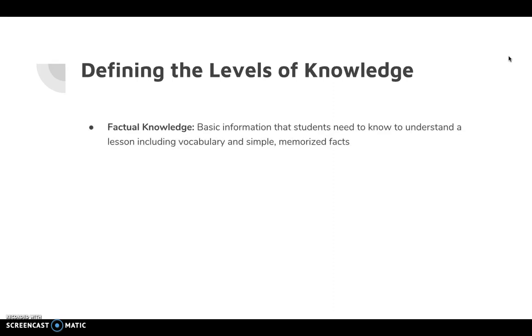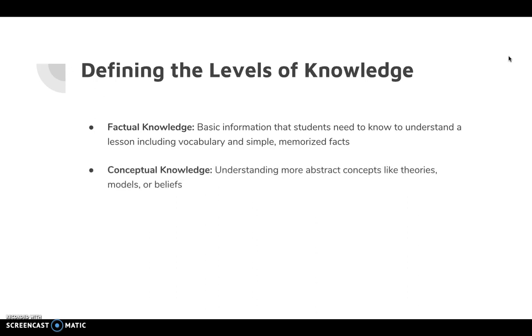The simplest level of knowledge is factual knowledge, which is that basic information your students need to know before they can understand a lesson. This could include vocabulary, such as the definition of a noun, or simple memorized facts, like the date the Declaration of Independence was signed.